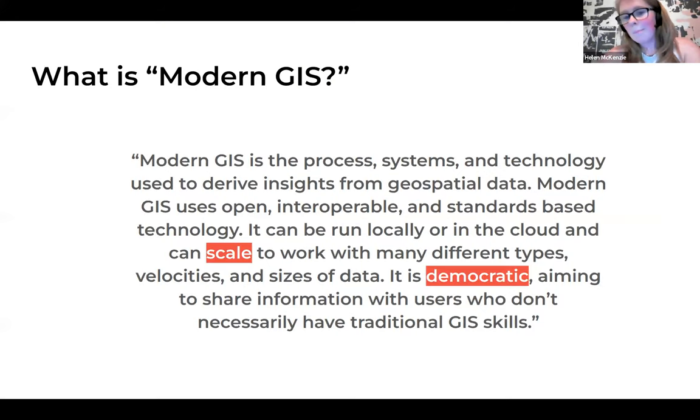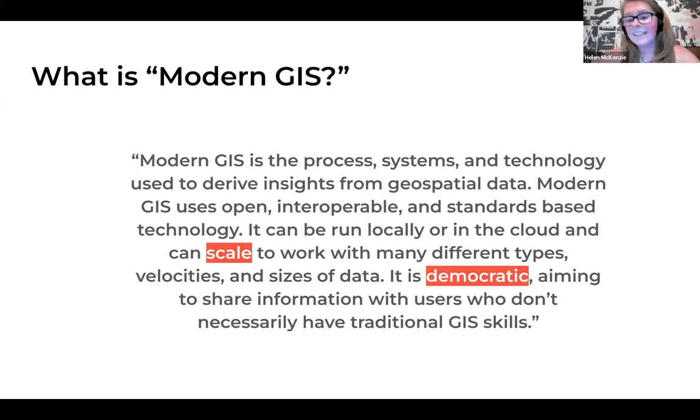So when we talk about modern GIS, what do we mean? There's a really big, long definition of modern GIS here. But the two things that I want you to take away from it that have the most impact on data visualization are scalability. So we're working with bigger and bigger data, and it's really important in the landscape that we're in that we have as easy a time visualizing really big data as we do really small data. Our solutions need to be scalable.